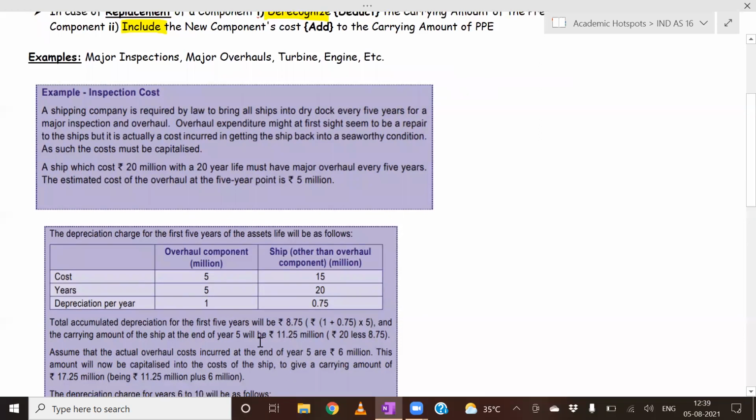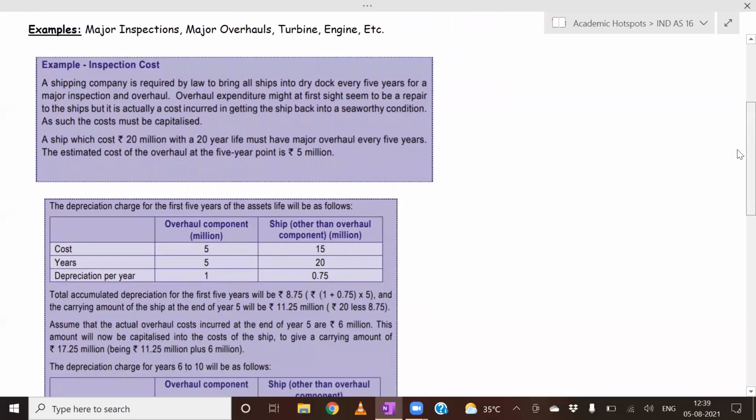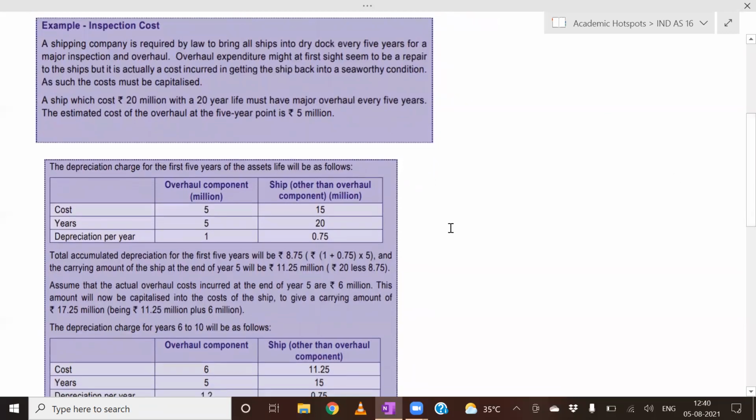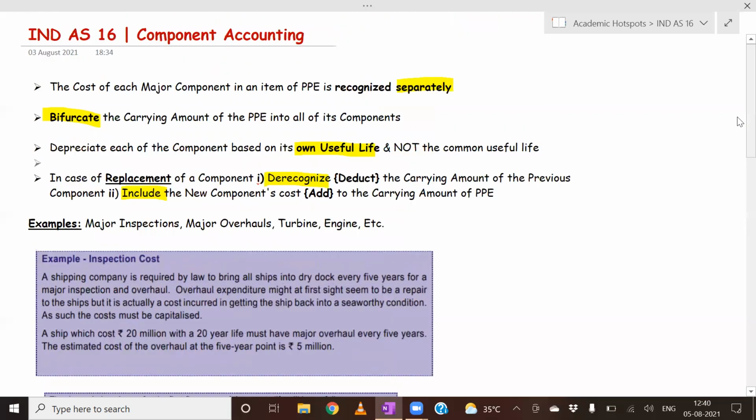Finally, at the end of the 5 years, your remaining carrying amount would be 11.25 million, as you can see here. And now, suppose there is a new overhaul that has to be done at the end of the 5 years, and that costs you 6 million, in which case this new amount has to be capitalized. So, like I told you above, when there is a replacement, you have to de-recognize the old carrying amount and include the new carrying amount.